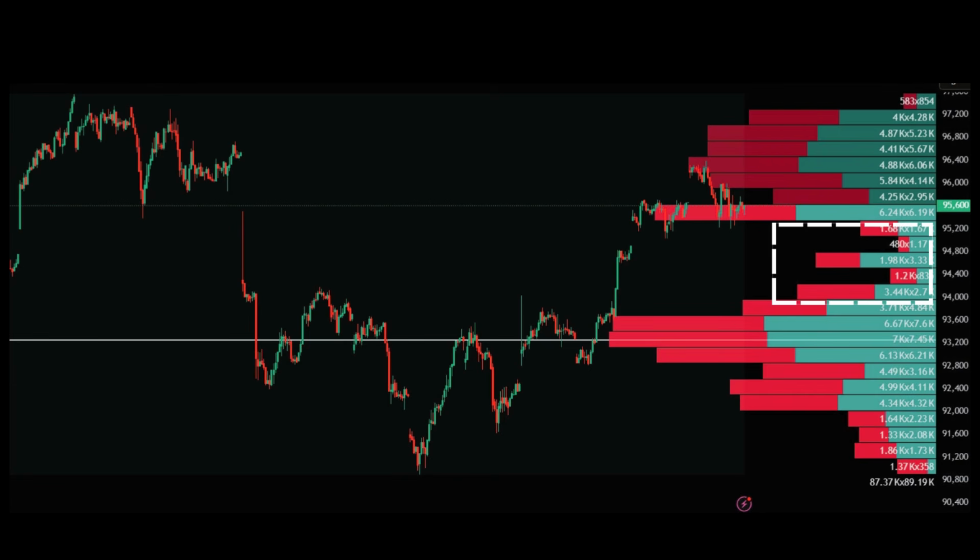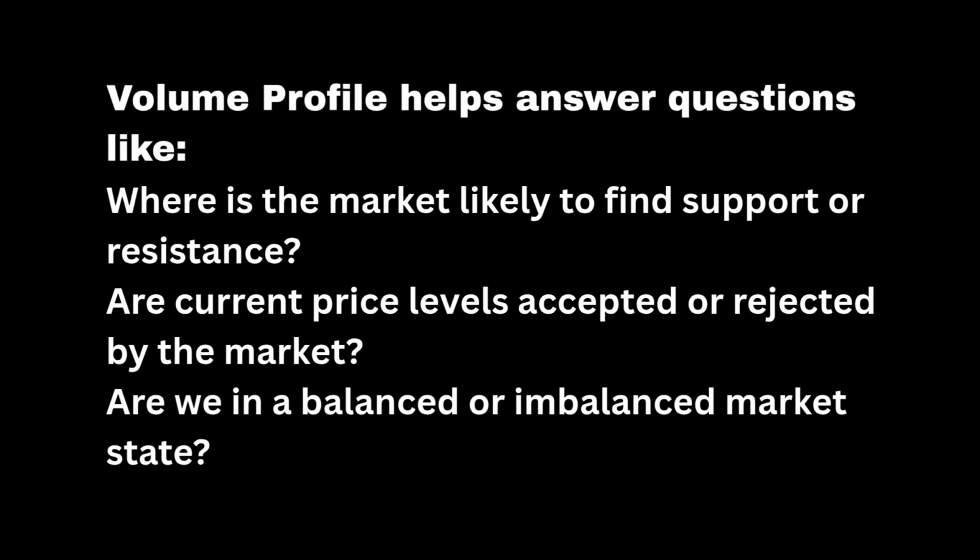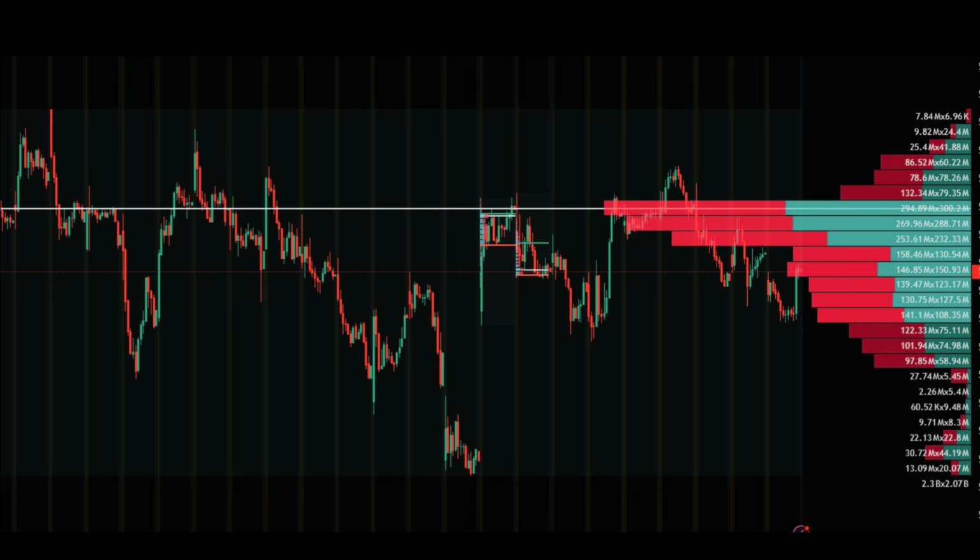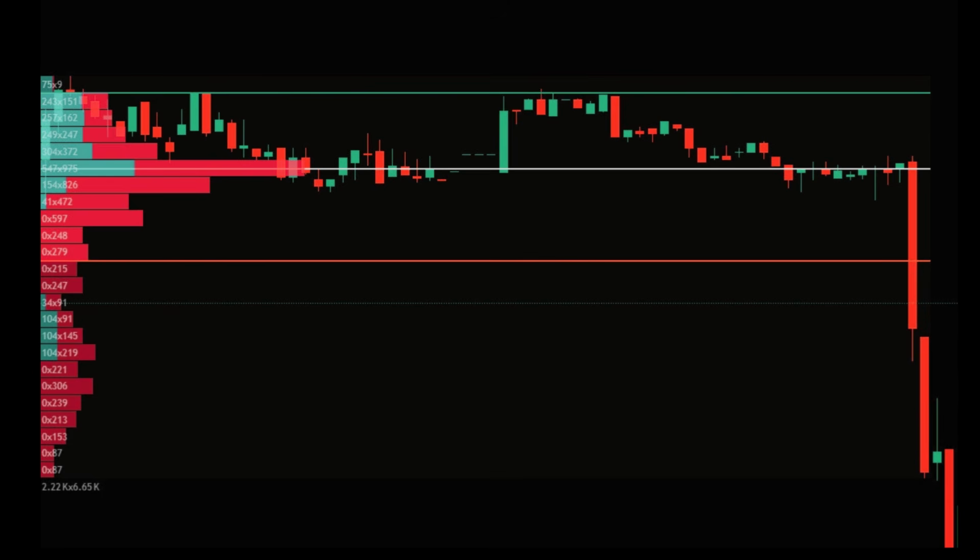This information is vital because it tells you where the market participants were most active. Volume Profile helps answer questions like, where is the market likely to find support or resistance? Are current price levels accepted or rejected by the market? Are we in a balanced or imbalanced market state? Volume is often called the fuel of the market. When volume is high at a certain level, it means that a lot of market participants agreed on value. When it's low, it means there was no consensus, and price tends to move quickly through those areas.